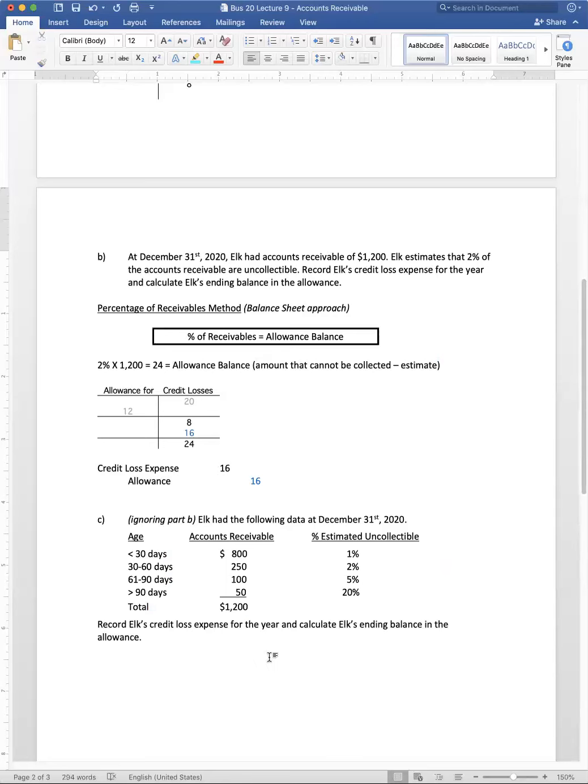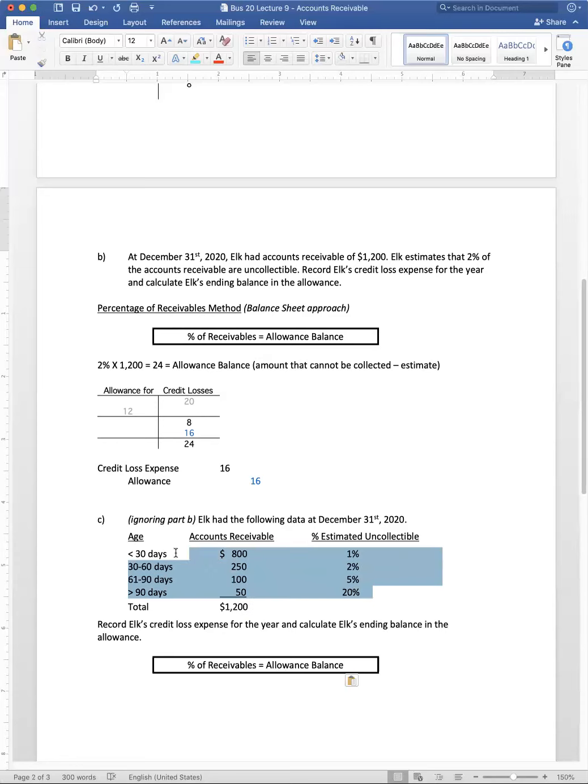Okay, so let's do the question again, right? We're still going to use the same technique. We're going to say that the percentage of receivables is the allowance balance. But the difference is that the percentage of receivables, instead of just now being one number times 1%, we're going to have 4 numbers times 4%. So we're going to multiply this out.